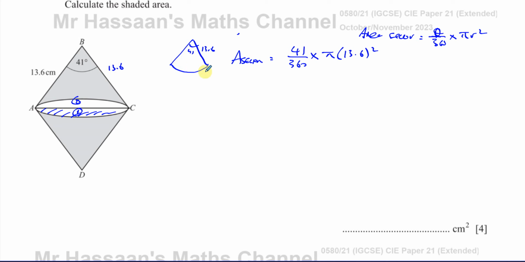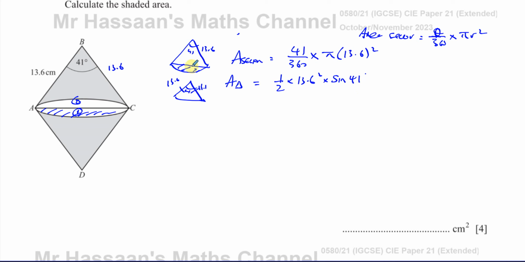That's going to give me the area of the whole sector. Now the area of the segment, which is this part here, I find by finding the area of the triangle ABC, which we can find by using two sides and the angle between them. So we have 41 and we have 13.6 and 13.6. That's a half times the two sides, 13.6 times 13.6, which is 13.6 squared, times the sine of the angle between them, sine of 41.